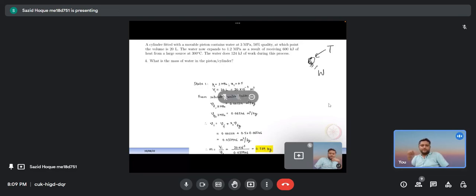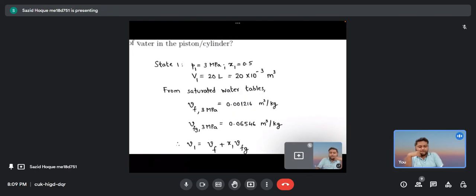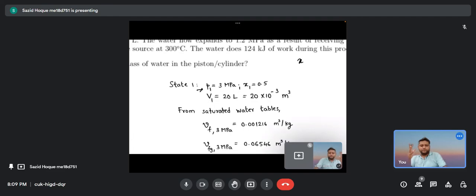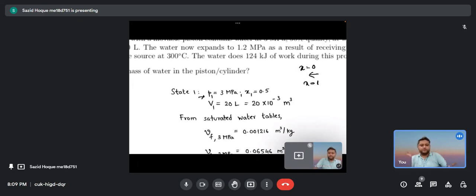The state point is given initially: P1 is 3 megapascal. X1 is given 0.5. This is the dryness fraction or quality. So quality, if you don't remember, dryness fraction is the mass of the vapor by the total mass. So x will be 0, which will be saturated liquid, and x is 1 means you're talking about saturated vapor.